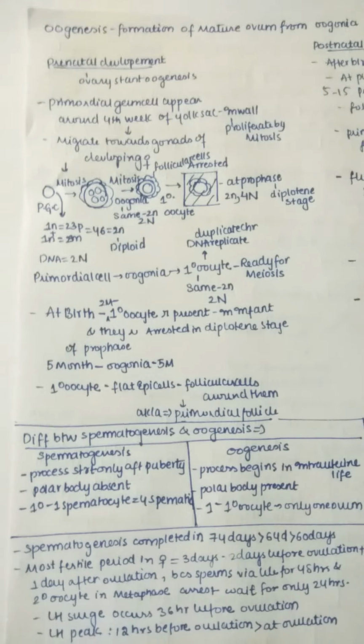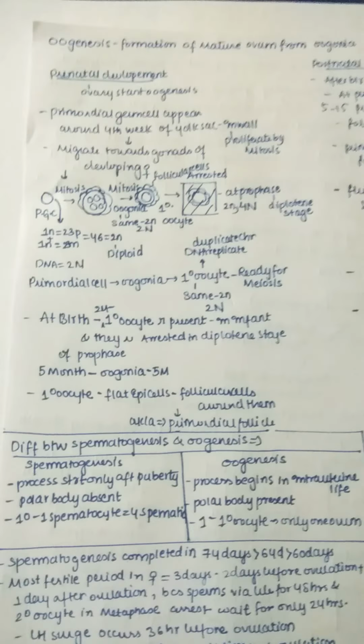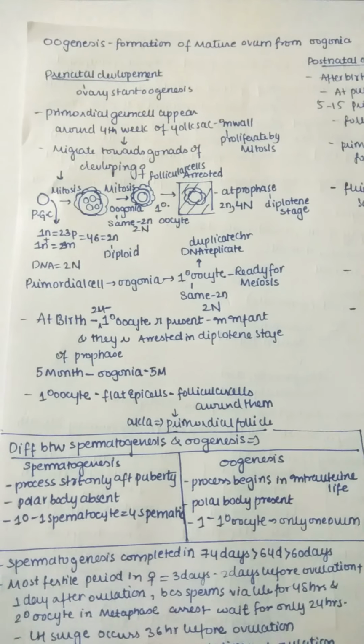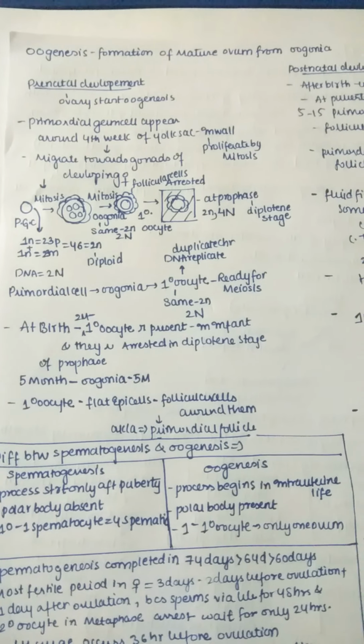Let us start our oogenesis. As we discussed about gametogenesis, in female it is oogenesis and in male it is spermatogenesis. So first let us start with oogenesis. It is the formation of a mature ovum from the oogonia.